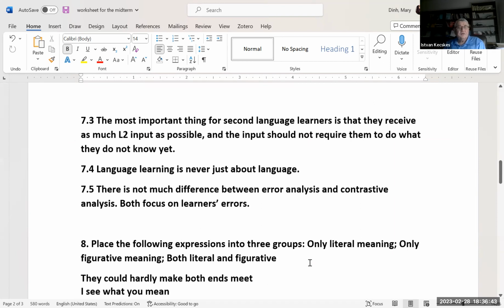Okay, number 7. The most important thing for second language learners is that they receive as much L2 input as possible, and the input should not require them to do what they do not know yet. So the most important thing for second language learners is that they receive as much L2 input as possible, and the input should not require them to do what they do not know yet. What do you think about this statement? Is it true or not?